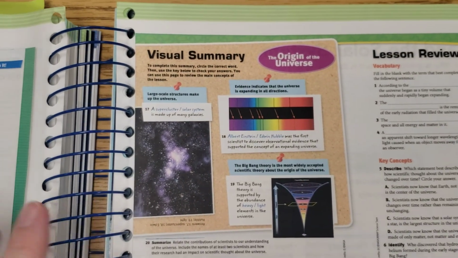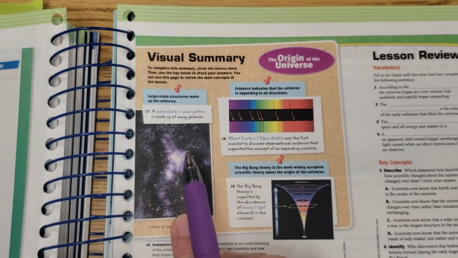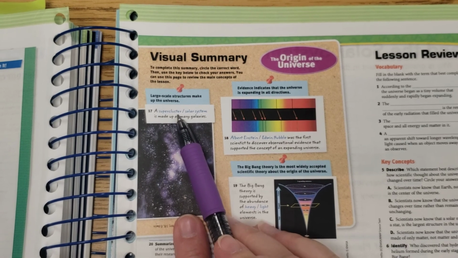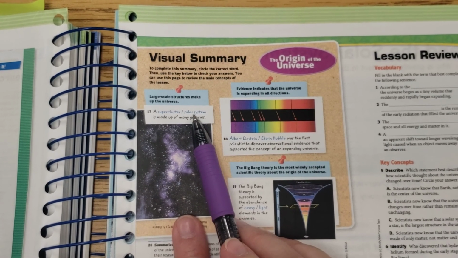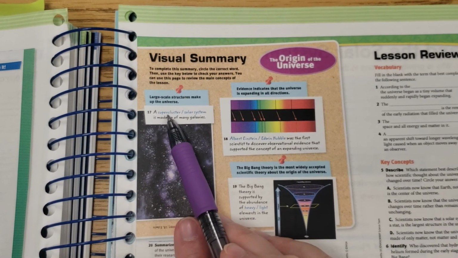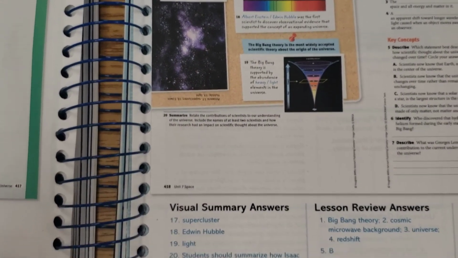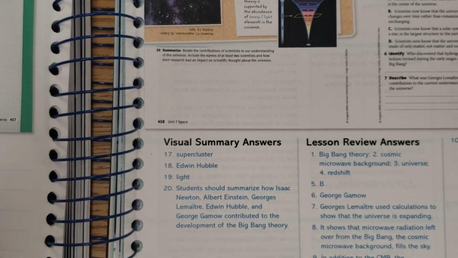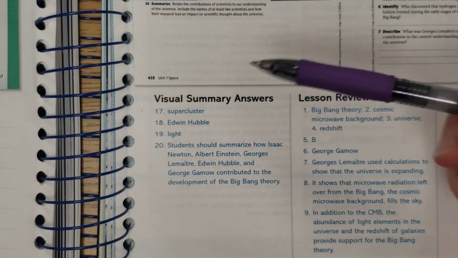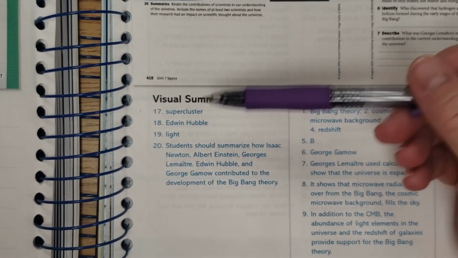All right, so here we have a picture. What is made up of many galaxies? A supercluster or a solar system? Yep, that would be a supercluster. I don't want to mark these in my book, so I'm going to let you see the answers a little bit down below. How about I just do that? So 17 is going to be a supercluster.